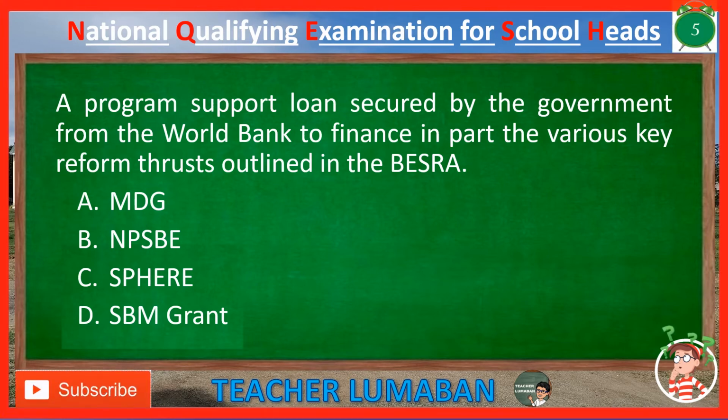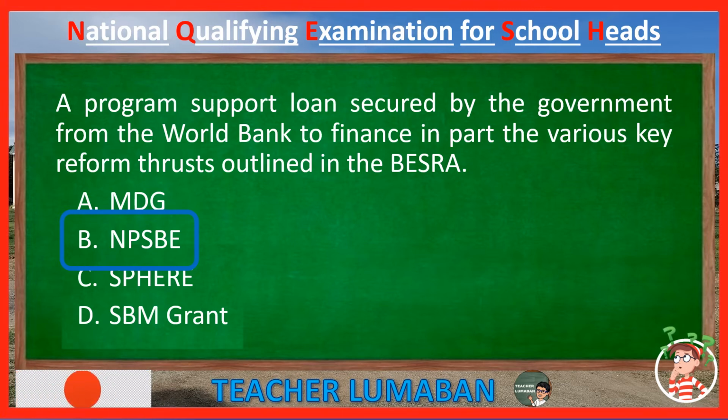5, 4, 3, 2, 1. The correct answer is letter B, ENPSB. The ENPSB is a program support loan secured by the government from the World Bank to finance in part the various key reform thrusts outlined in the BISRA.